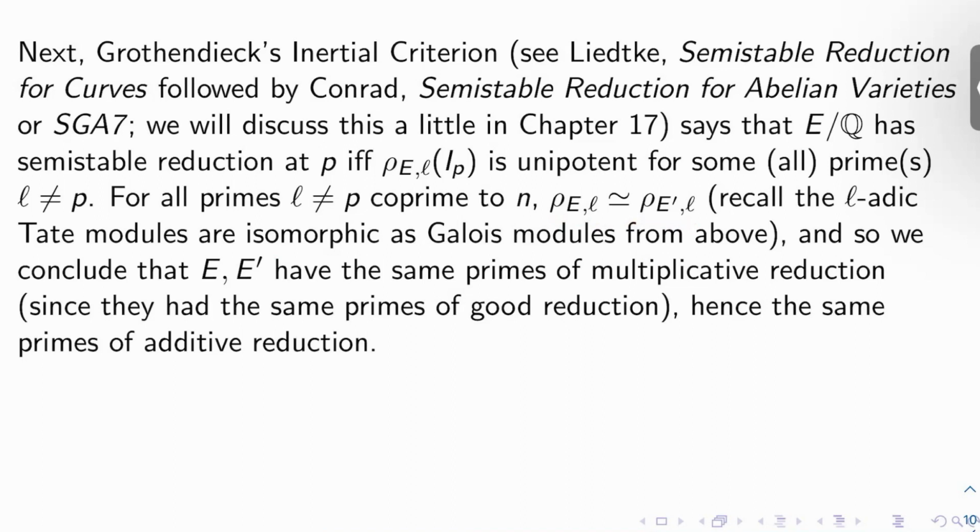And so I can conclude that E and E' have the same primes of multiplicative reduction because they have the same primes of good reduction, and by Grothendieck's inertial criterion, they have the same primes of semi-stable reduction. And so they must have the same primes of multiplicative reduction as well. Okay, but if they have the same primes of good and multiplicative reduction, then they must have the same primes of additive reduction as well.